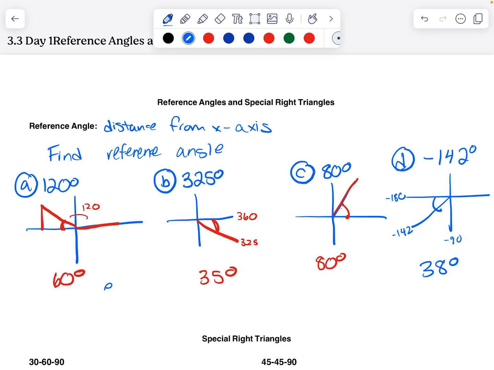And our last one, we're going to slide one more in here. Sometimes you might go more than once around the circle. For example, what if I said 700 degrees? Well, what is that the same as? 700 minus 360. So 340 degrees. So that's the same place as 340, which falls right here. So 340 to 360, that reference angle is 20 degrees.